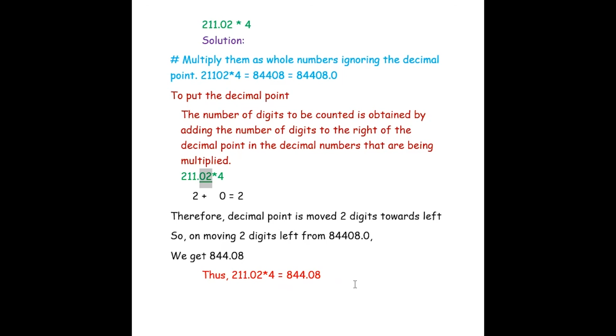Hope you have understood how to multiply a whole number with a decimal number: ignoring the decimal point, multiply it as a whole number. Then you have to move the decimal point to its appropriate place by counting the number of digits to the right of the decimal point in your question. Then you have to move the decimal point towards its left.